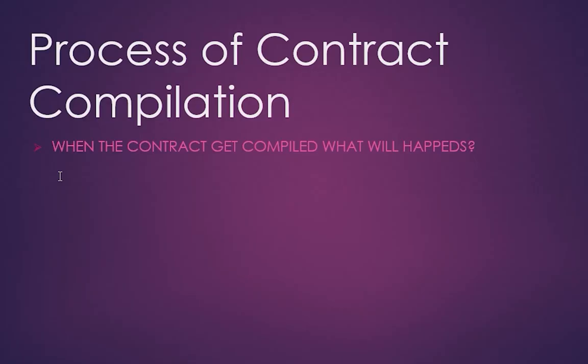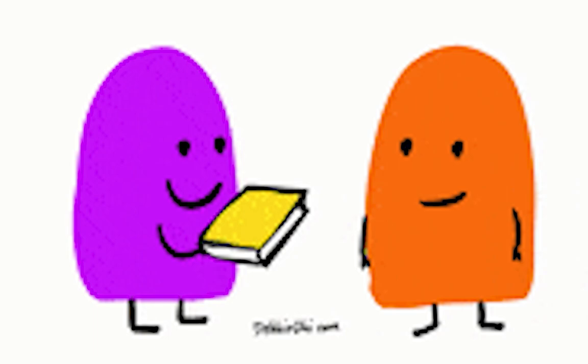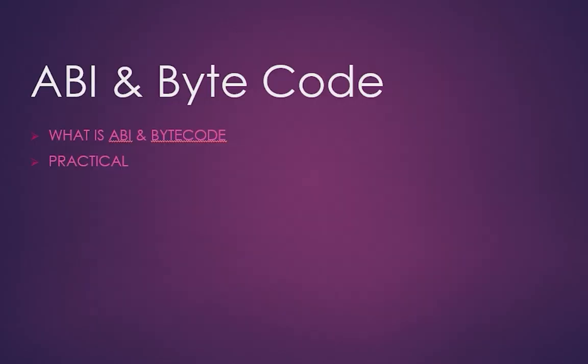Hi Tech family, welcome to the third part of the Solidity programming language course. Now we are going to look at the process of contract compilation, like what will happen when the contract gets compiled. First, when a smart contract gets compiled, it gives us the ABI and the bytecode. What are the ABI and the bytecode in the Remix IDE? We will cover these two topics in this video.